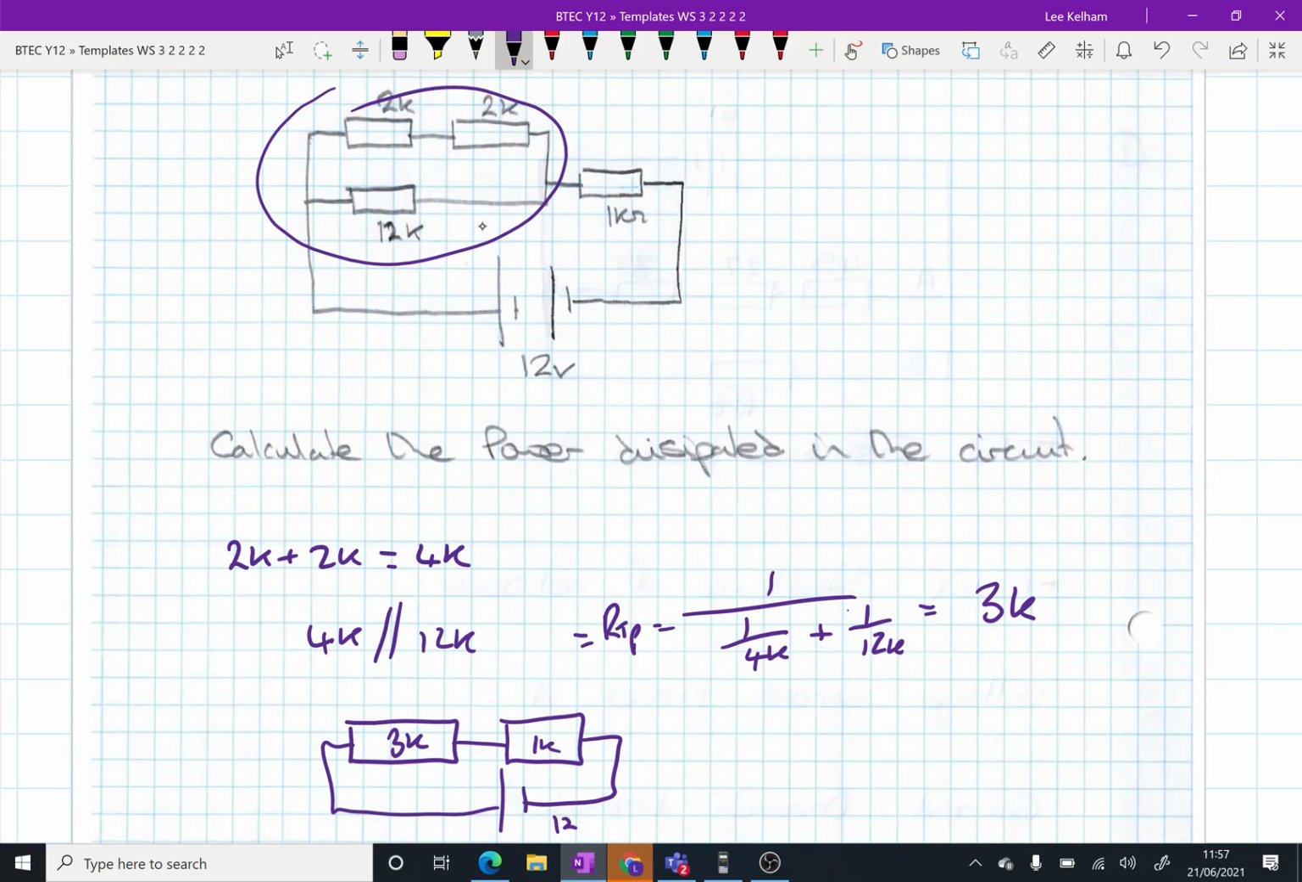So now we need to know what power is. Some of you might say, let's work out what the current in the circuit is, and we could work out what current is, but we also know that power equals voltage squared over our total resistance. So we've got 12 volts squared divided by a total resistance of 4k. So that's going to give us 36 milliwatts. I did say it was fast. How was that?